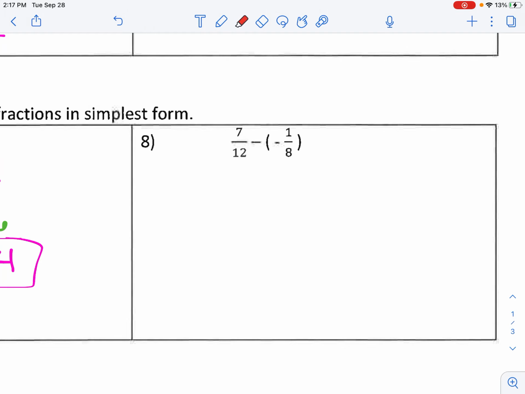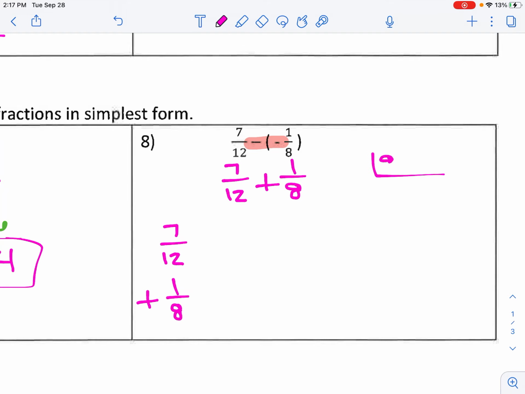We've got 2 negatives in a row. 2 negatives in a row makes a positive. So I'm going to rewrite this as an addition problem just to make it clearer in my brain that I'm adding these fractions together. Then we're going to line them up vertically.